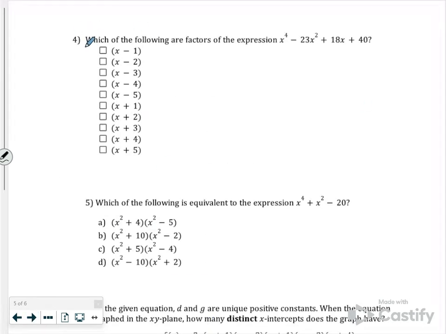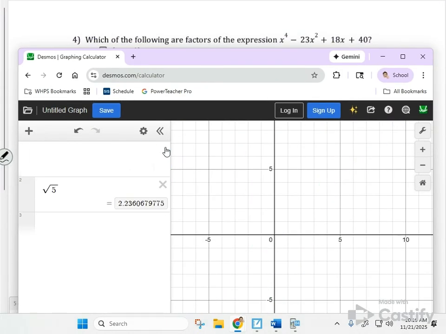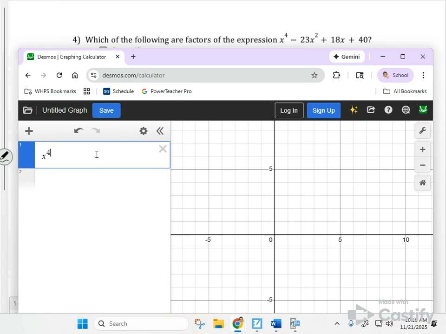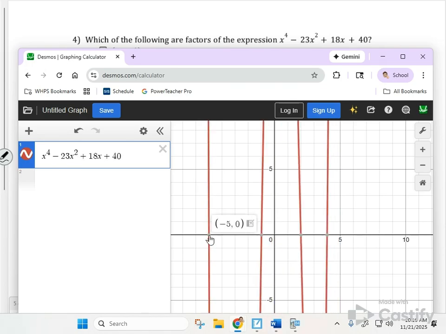Okay, so this problem number 4 says, which of the following are factors of this expression? And we have a totally big list of factors. So I'm going to grab my Desmos window, and I'm going to put that equation into Desmos. I'm going to write x to the 4th minus 23x squared plus 18x plus 40. And what we notice is that we have x equals -5, x equals -1, x equals 2, and x equals 4. So -5, -1, 2, and 4 are the x values that we know.